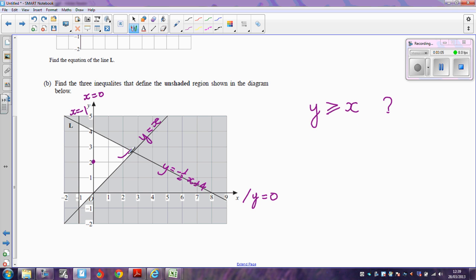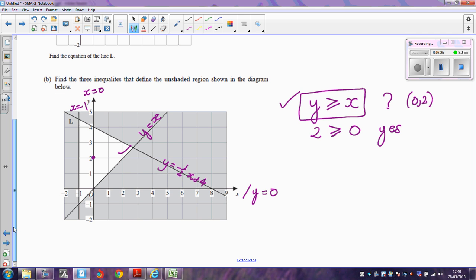Just to test it, though, I'm going to choose a point which is in my region. So let's say the point 0, 2. So let's test 0, 2 and check whether this inequality is true for the point 0, 2. Then y is 2, and is 2 greater than or equal to 0? The answer is yes, so this inequality must be correct. Y is greater than or equal to x is one of them, so I can put that on my dotted line below.